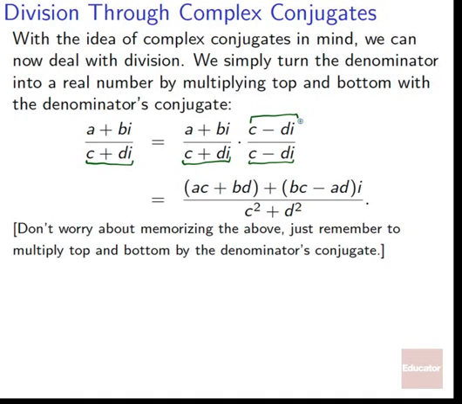because something over itself is always 1 as long as you didn't start with 0 over 0. Then the world explodes. But as long as it's something over something and that something isn't 0, you get 1. So c minus di over c minus di, we can do that. We just trust intrinsically that dividing something by itself is 1. That's the nature of division. That's the point of it.